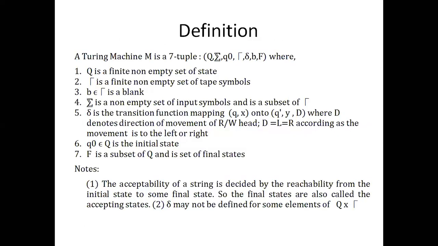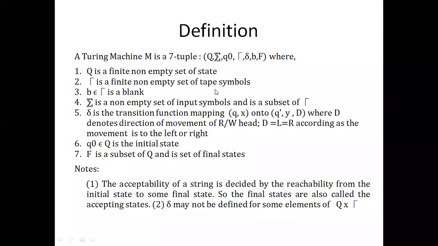Now the Turing machine is again defined with the help of these components which we have seen previously, with some additional components to it. So we have Q, Q naught, F, as we have previously seen. In addition to these components is your tau symbol, that is a tape symbol.